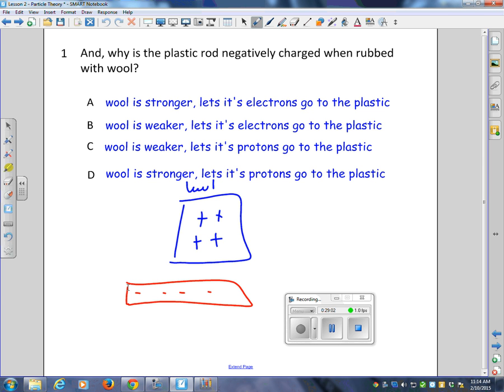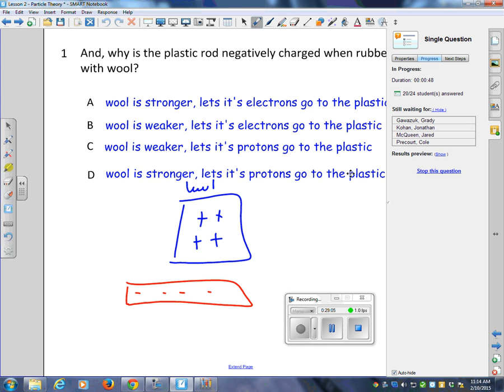Who am I waiting on? Grady, Jonathan, Jared, and Cole. Well, Charlie, I've given you what you need to know. Oh, well, I was trying. This one was weaker, so it must be stronger. Nathaniel, you can't put both. Grady, which one is it?